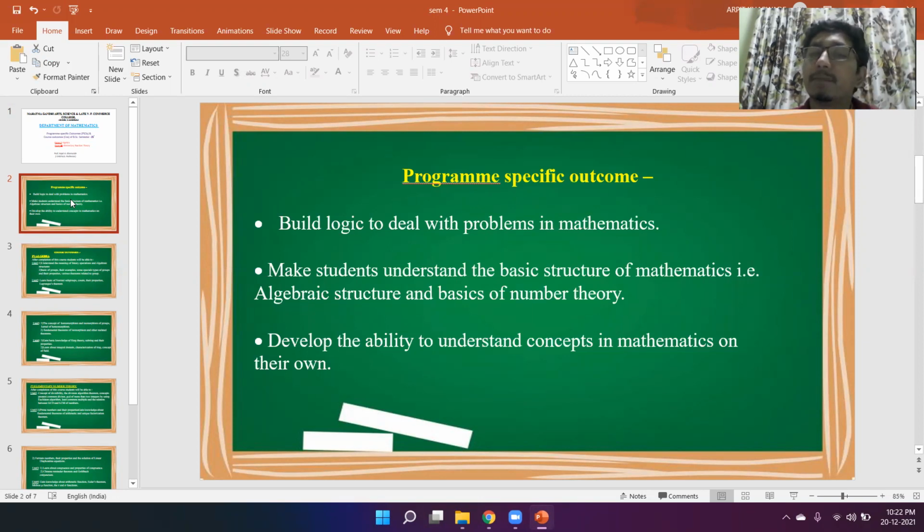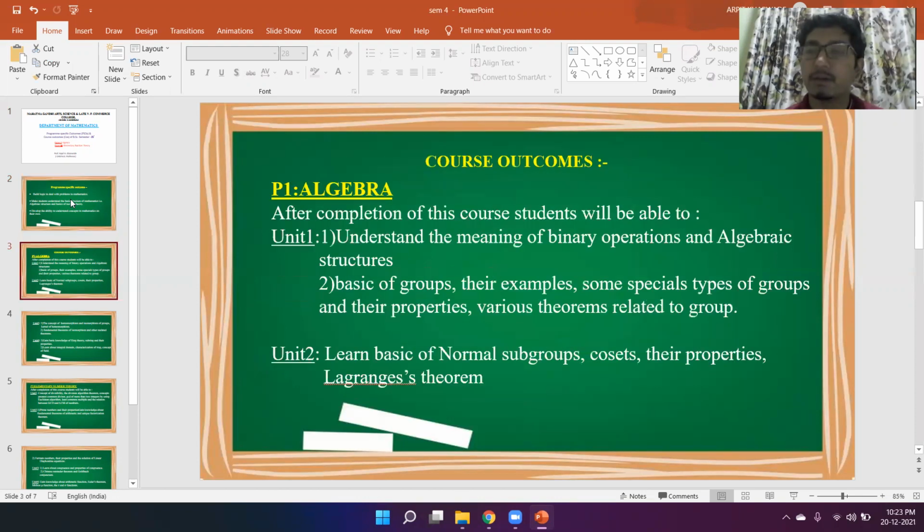Students understand the basic structure of mathematics, that is, algebraic structure and basics of number theory, and develop the ability to understand the concepts in mathematics on their own. So this is all about the program-specific outcome of this BSc semester for mathematics. Then we come to the course outcomes. Course outcomes mean what you will be able to learn from both papers individually. So Paper 1 is your Algebra.